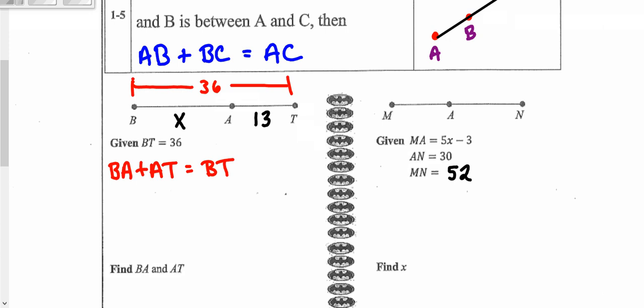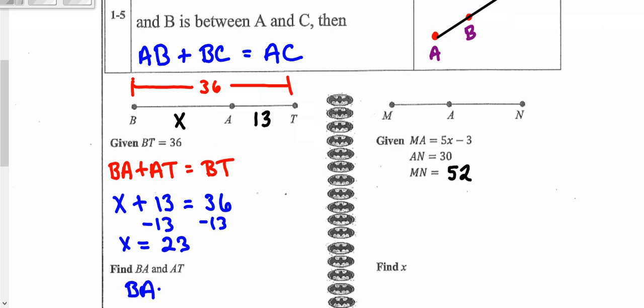Now let's substitute values that we know. So we know that BA is X plus, we're going to go ahead and write 13 for AT equals 36. Now if we subtract 13, that gives us X is equal to 23. Now it says find B to A. And that's exactly what we just found. So BA is equal to 23. I already went ahead and gave you AT. AT was given, which was 13.